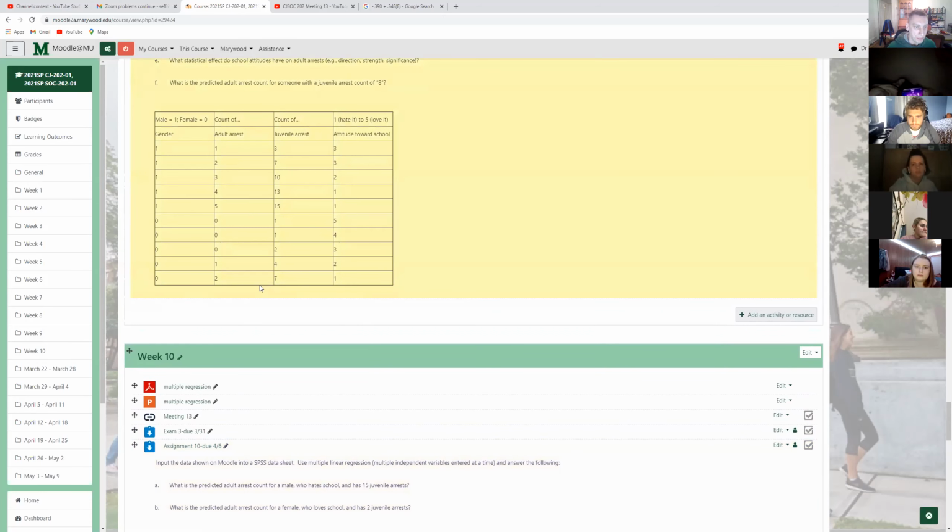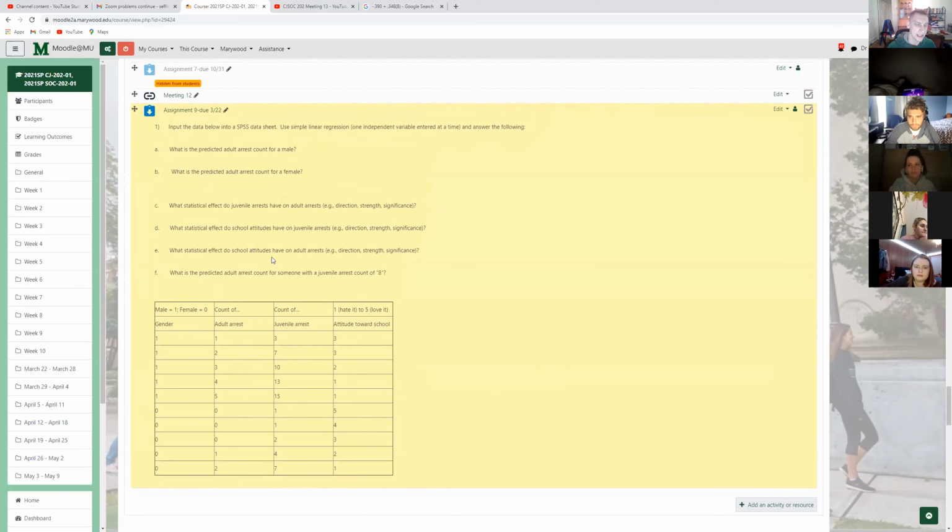In the previous assignment, I had you take a look at adult arrest and juvenile arrest, both as dependent variables, and I had you switching out the independent variables, putting in one at a time. That's what makes it a simple linear regression, that you only have one independent variable entered in at a time. When you have multiple regression, you have multiple independent variables entered into the regression equation. That's the major difference.